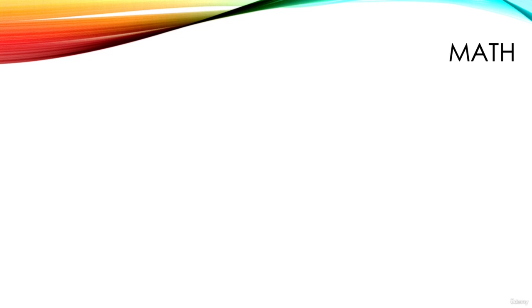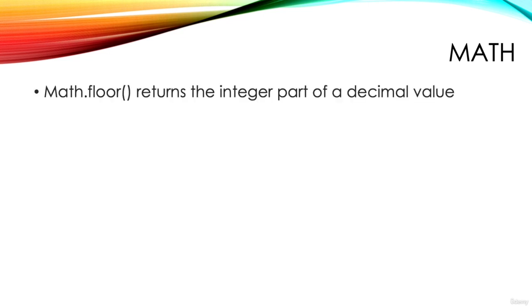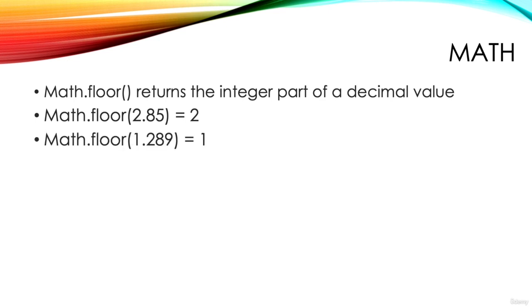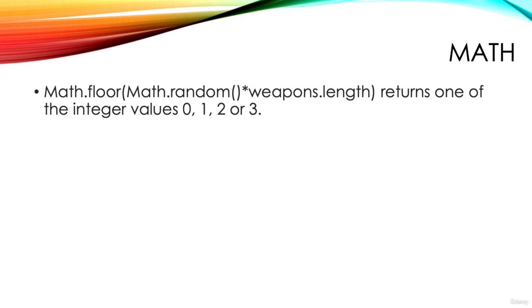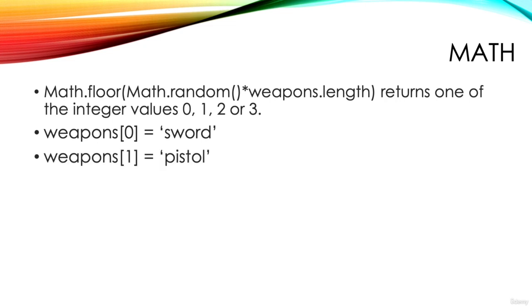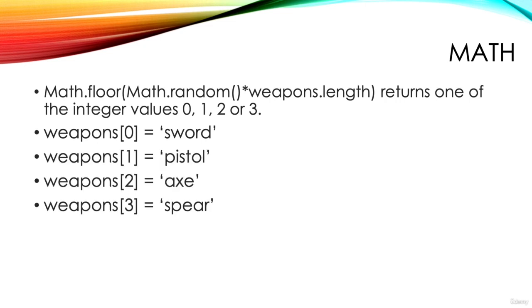We wrap the code inside another math method, floor. This returns the integer part of a decimal value. So math.floor 2.85 equals 2 and math.floor 1.289 returns 1. Now we have a value that, depending on the return value of math.random, returns one of the integer values 0, 1, 2, 3. If the value is 0, then weapon will be set to sword. If it's 1, weapon will be pistol, 2 axe and 3 spear.